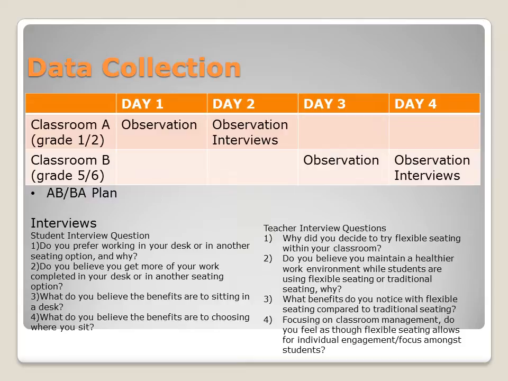And day 2 and day 4 included continued observation as well as individual interviews. During observation, this study was conducted using an A-B-B-A plan. So with this plan, students were observed and interviewed in both situations. Half the students participated in flexible seating arrangements first, while the other half participated in traditional first. Then the students switched and experienced the other situation, and that's where the BA comes in.